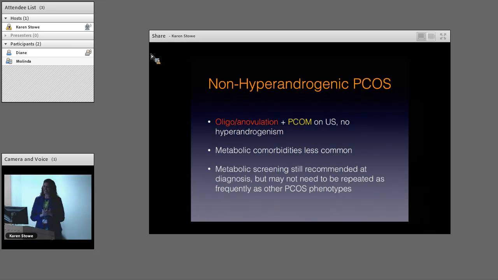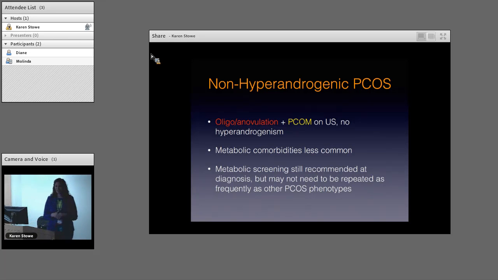I always wonder about that last presentation, the very last presentation. I've always heard that any cause of chronic anovulation can lead to polycystic ovarian morphology, which makes me think that probably some of those people have some variant of PCOS, but I think this is a bucket that probably contains a lot of other people, which would then explain why they don't have a higher metabolic risk.